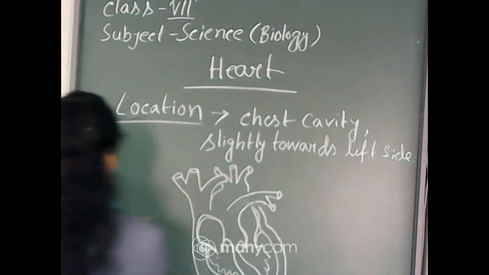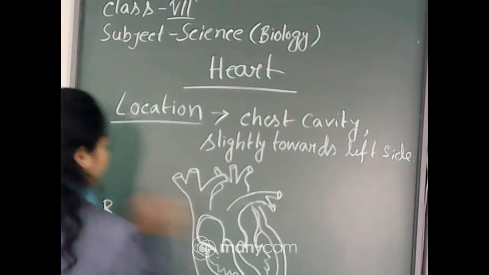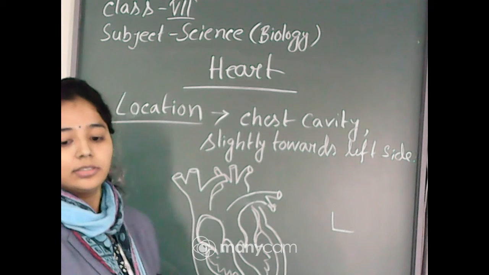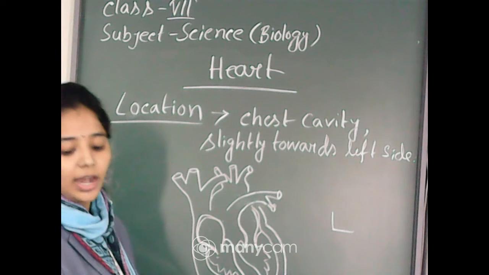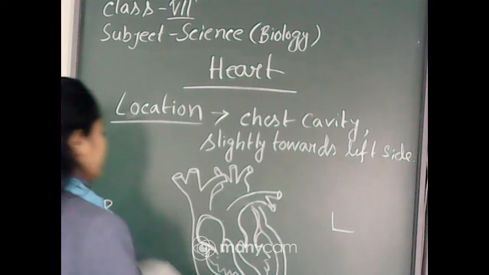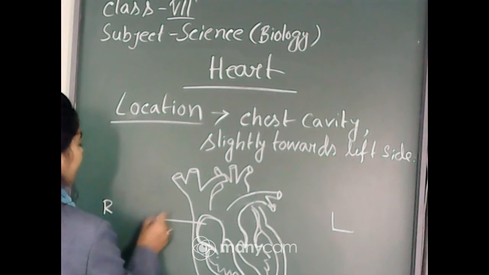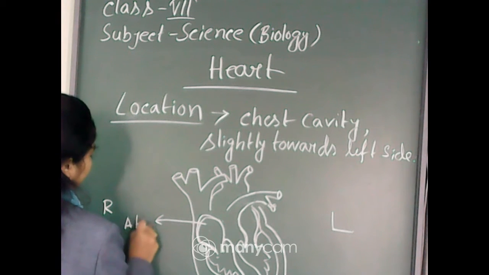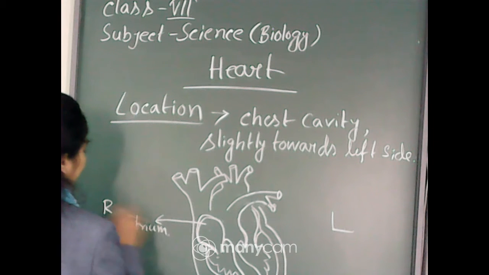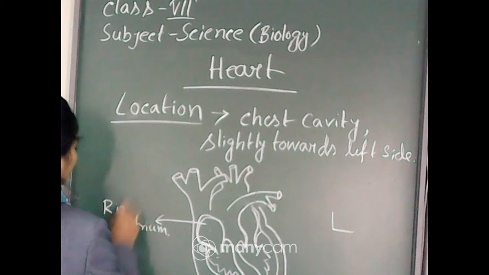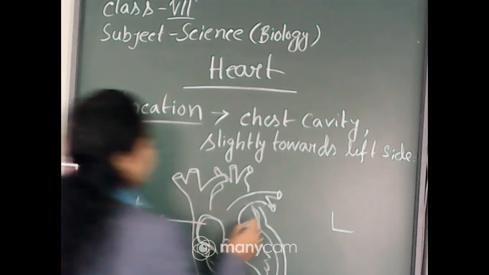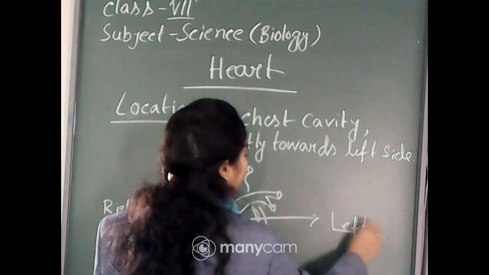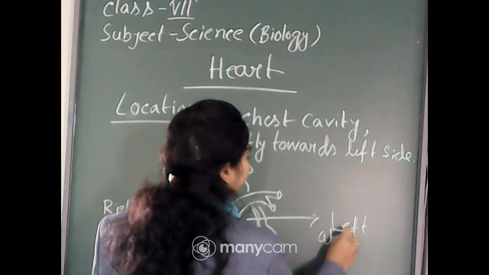Here it is the right side and the left side. As I have told you, the upper chambers are known as atrium. So this chamber on the right side will be called the atrium, as it is present on the right side. So right atrium, and when this chamber is present on the left side, then it must be called left atrium.